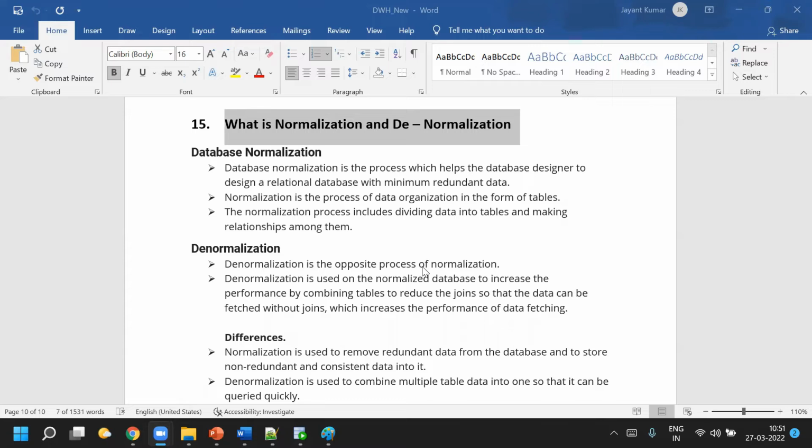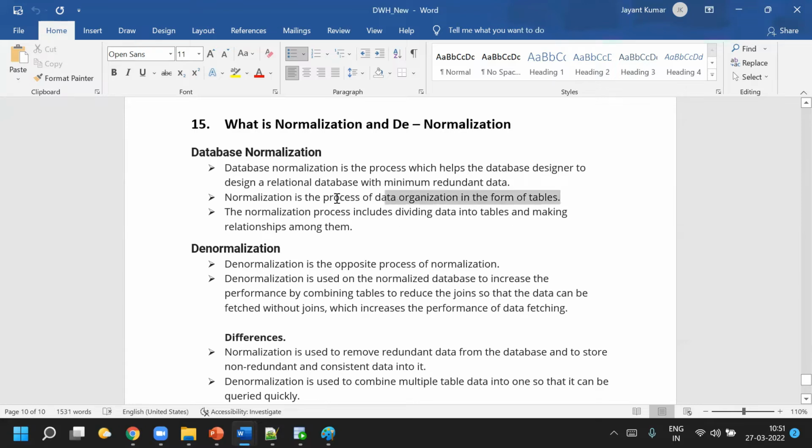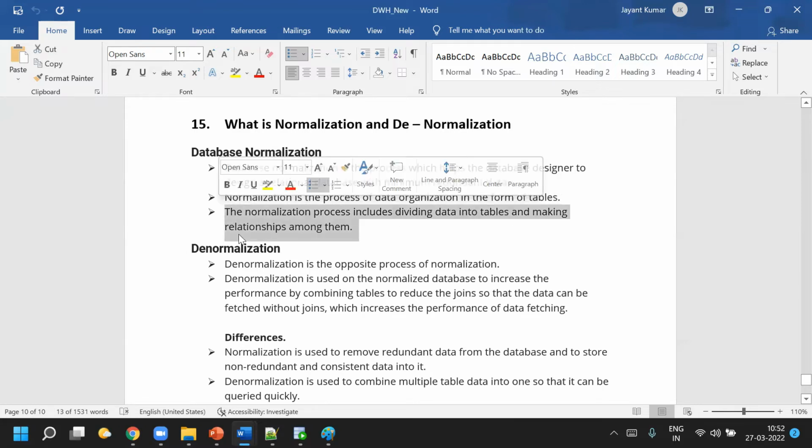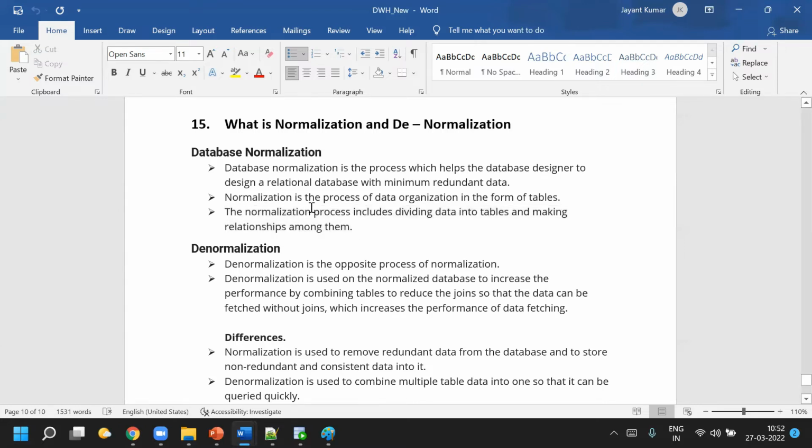So what is normalization and denormalization? Database normalization is the process which helps the database designer to design a relational database with minimum redundant data. Minimum redundant data means duplicate data. So using the normalization technique, the database designer will design a database in such a way that they will have minimum duplicate data. Normalization is the process of organizing data in the form of tables. Just definition-wise, you can mention 1NF, 2NF, 3NF, till 5NF we have. We don't need that much detail.